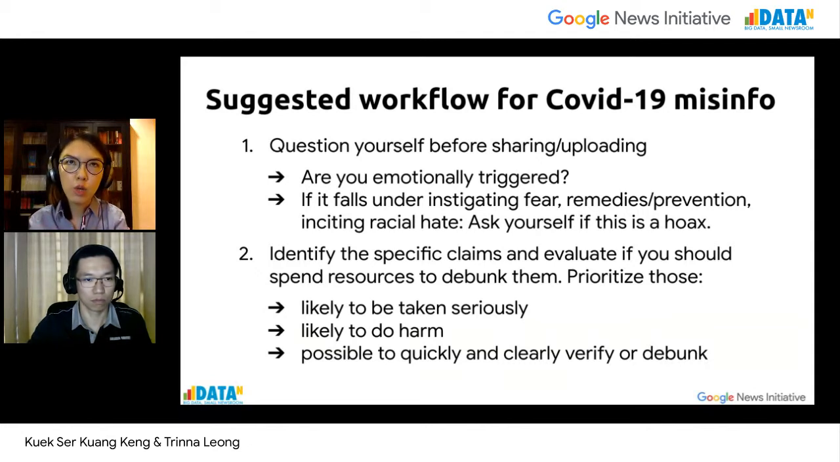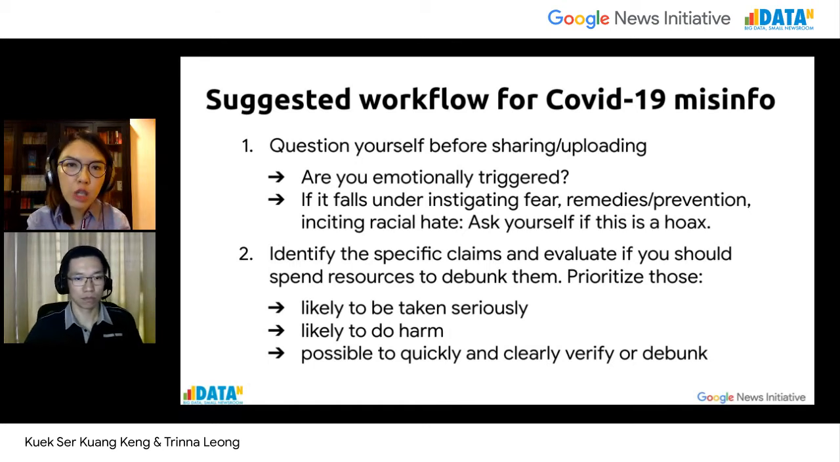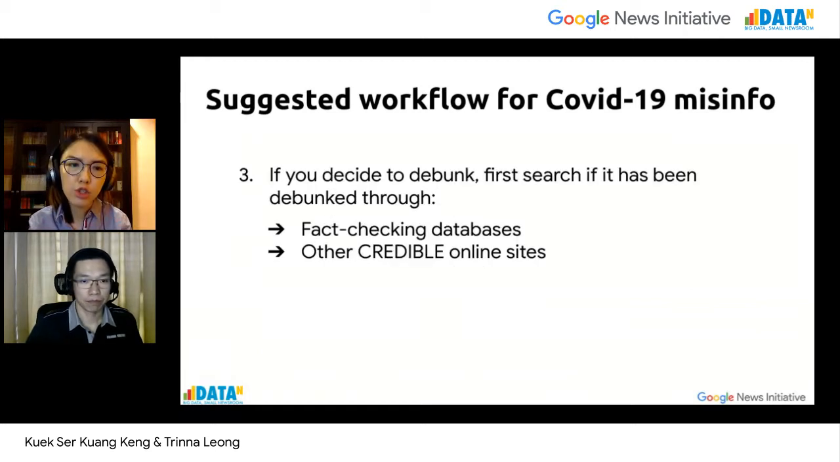So then you got to think, whether or not it's worthwhile to actually highlight something that was not really widely shared. And so you should prioritize the claims that are likely to be taken seriously, most probably going to do harm, and something that you could really quickly verify and debunk. The third step is that if you do decide to debunk, you got to first find out if it has already been debunked by others, right? And there are fact-checking databases and other credible online sites like major news organizations that could probably be a bigger organization than yours who has already done the debunk.